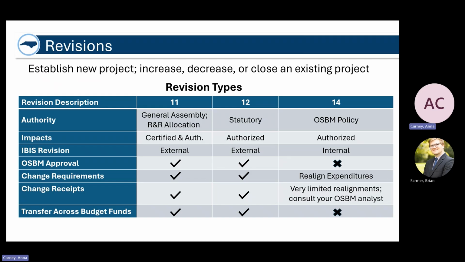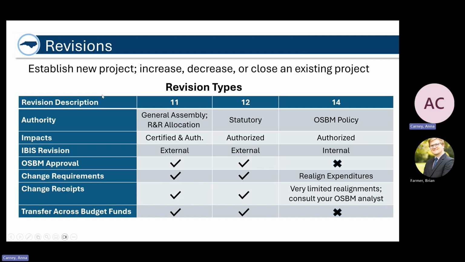And these can be used to change both requirements and receipts, and to transfer money across budget funds if a transfer is happening. 12 type revisions, these are for changes that are not directed by the General Assembly or Board of Governors, but the university does have authority in statute to make the change, whether to increase or decrease the funds. These would only impact the authorized budget, but would still require an external IBIS revision that would have OSBM approval, and again can be used to change the requirements and receipts and to transfer money across budget funds.